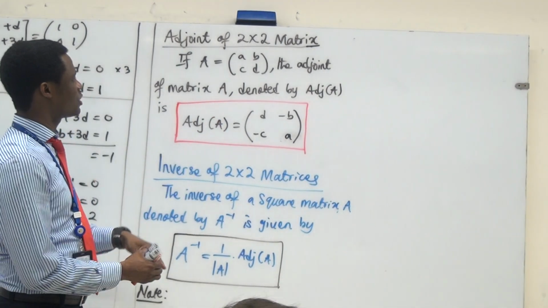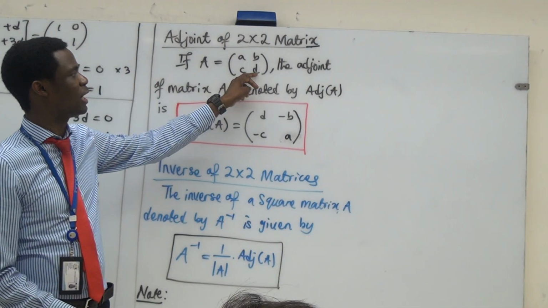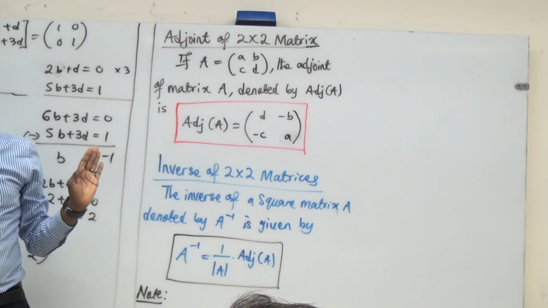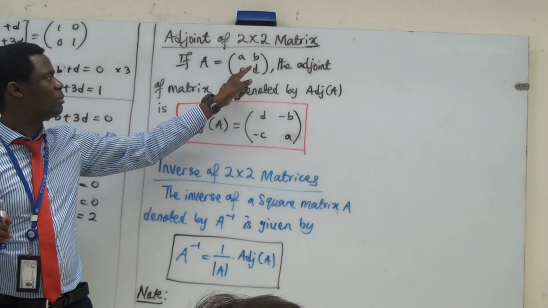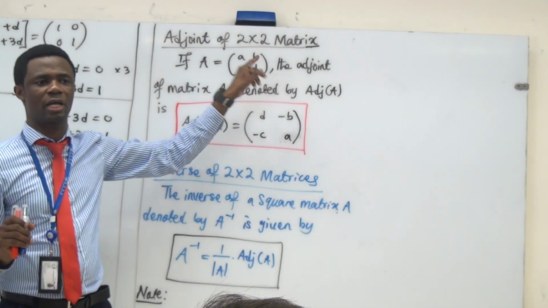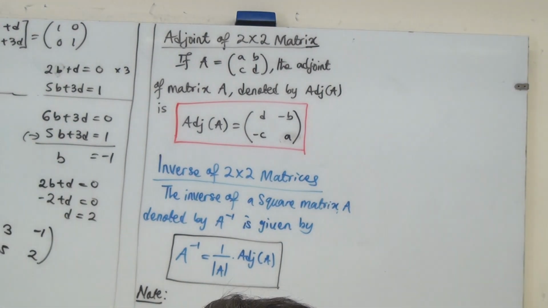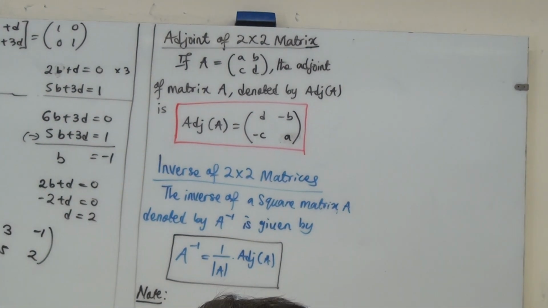The adjoint of any matrix is such that you flip the element in the leading diagonal and you change the sign of the other two. That's it. You flip the element in the leading diagonal, you change the sign of the other two. That was the pattern you were looking at here. If you flip this, you get 3, 2, minus 5 and minus 1 here.